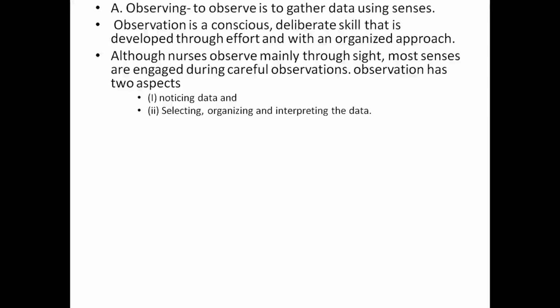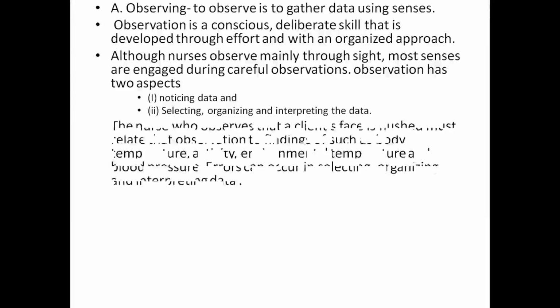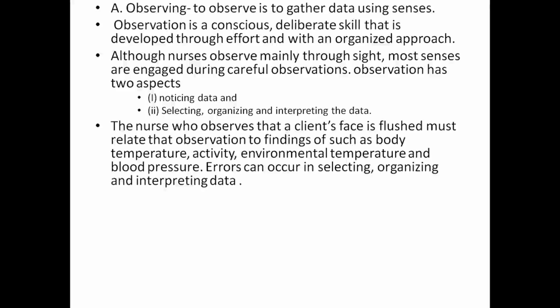Observation is a continuous, deliberate skill that is developed through effort and with an organized approach. Although nurses observe mainly through sight, most senses are engaged during careful observation. Observation has two aspects: noticing the data, and selecting, organizing, and interpreting the data. The nurse who observes that a client's face is flushed must relate that observation to findings such as body temperature, activity, environmental temperature, and blood pressure. Errors can occur in selecting, organizing, and interpreting data.